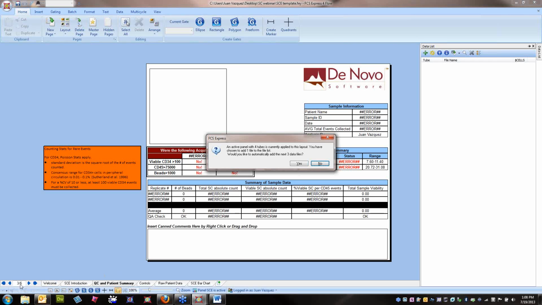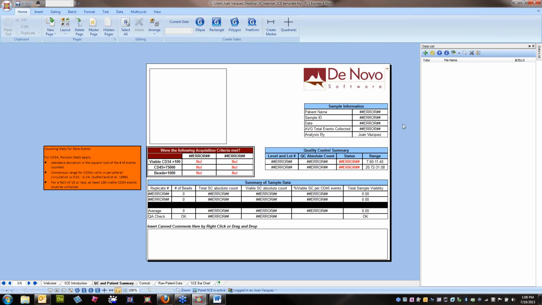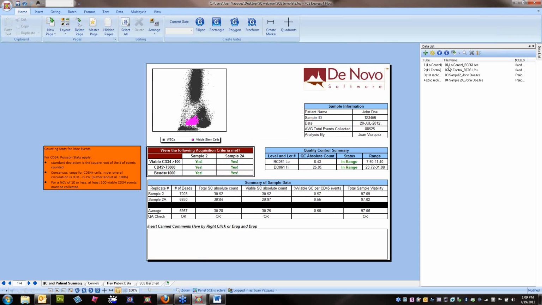Right now you'll see that this is a 6-page layout that we have here with various analysis elements throughout the 6 pages. And if I click yes here, the tubes that are in the folder will automatically load into my layout, into my data list, and then you'll start seeing the data and the numbers automatically appear on the various pages.